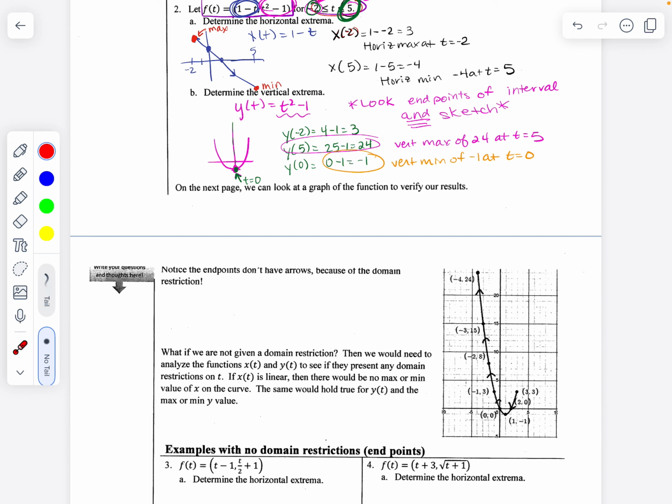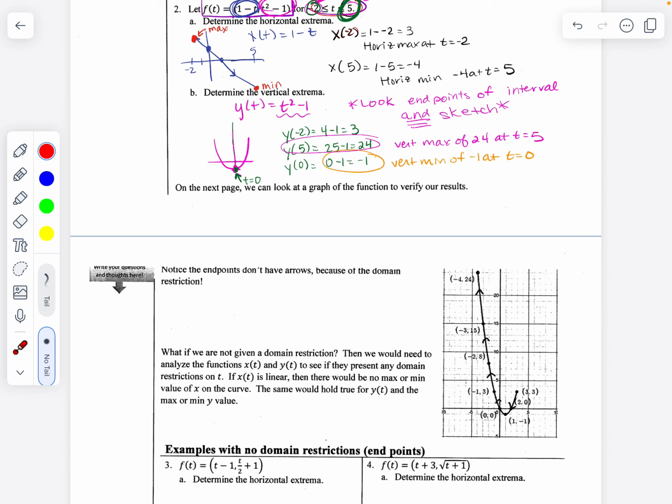And we have a horizontal minimum when t is -4, or when x is -4 and t is 5. So when x is -4, we see it up, over and up, right here. This is our horizontal minimum. So remember, horizontal is left to right, minimum, maximum, left to right.